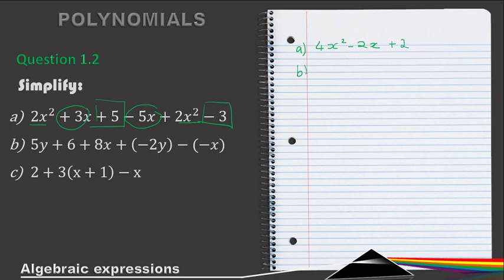B, now before I can add my terms, I've got brackets here. So the first thing I need to do is get rid of my brackets. So these terms I can just copy. So that's 5y plus 6 plus 8x.